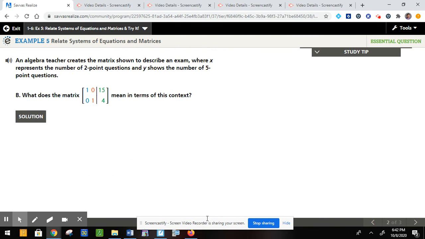All right, so same deal. The algebra teacher creates an exam. X is number of 2-point questions. Y is number of 5-point questions. So what does this matrix mean?